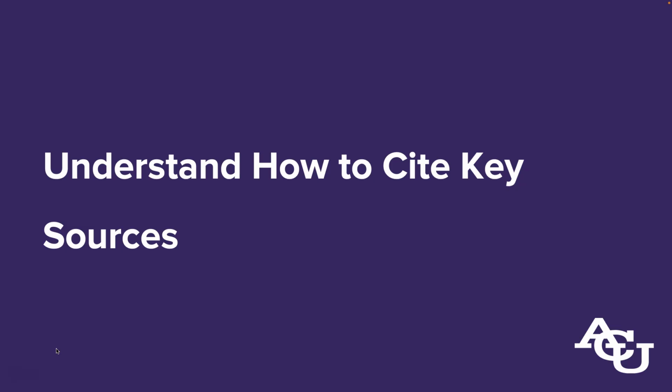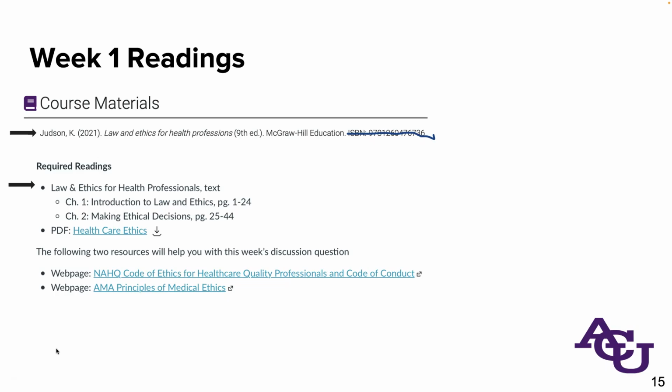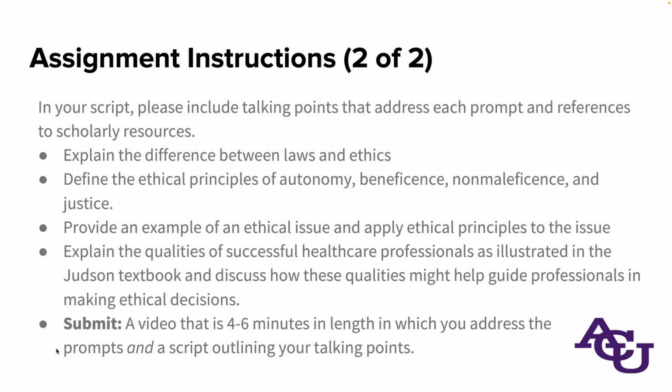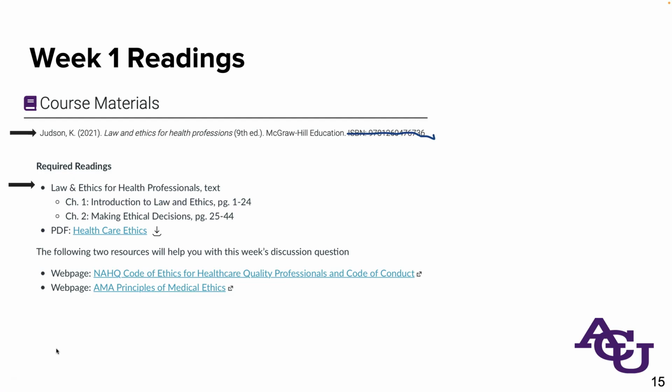Now, let's talk about sources, because there are a number of readings for this. Starting with the Judson text, where there's that explicit instruction in the directions here that you should be referring to Judson. That's in the second to last bullet point. Explain the qualities of successful healthcare professionals as illustrated in the Judson textbook, and discuss how these qualities might help guide professionals in making ethical decisions. So that is something where it's telling you, oh, that's what you should be citing. So, well, let's make sure we've got that referenced and cited correctly.